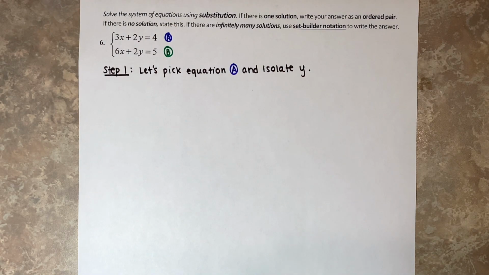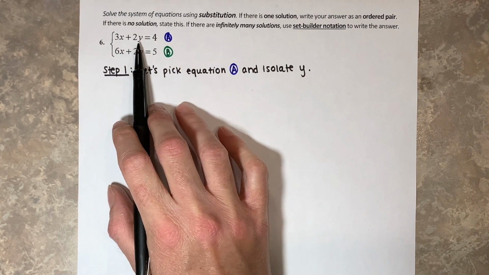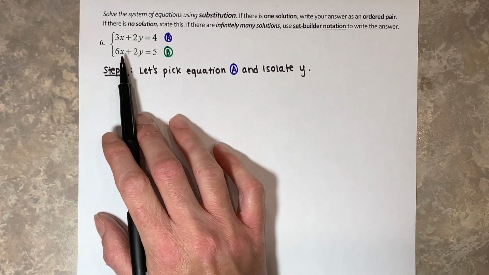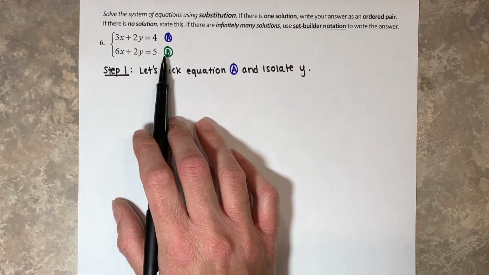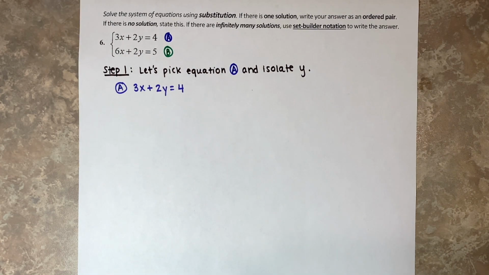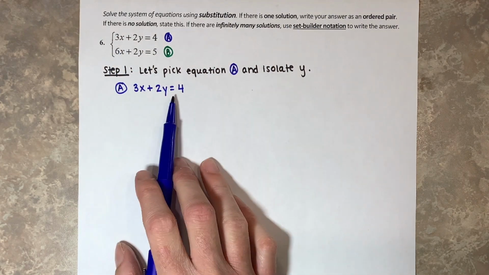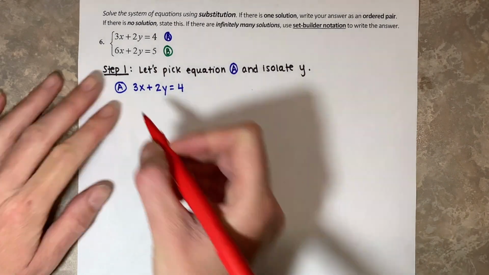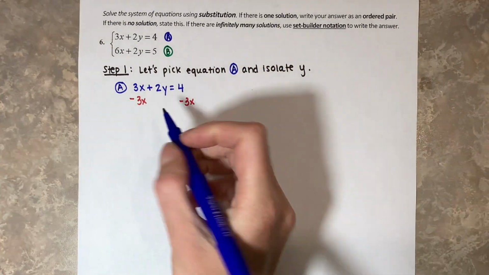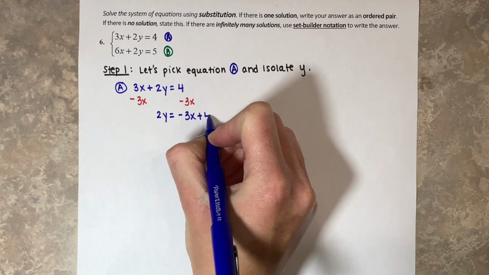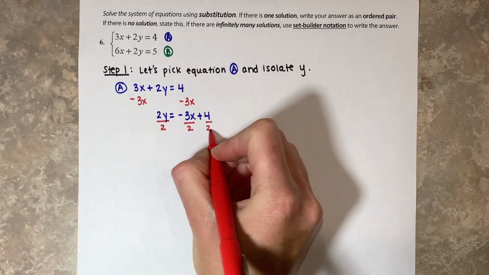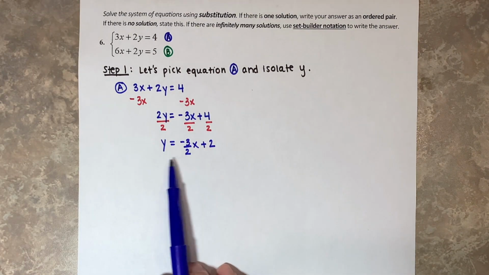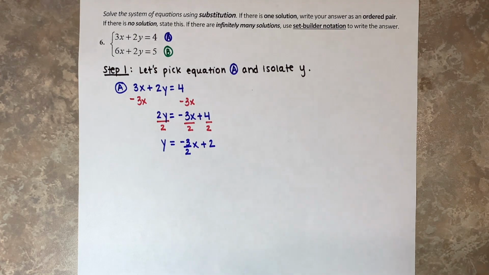So I'm going to randomly decide to pick equation A and to isolate y. But again, if you prefer to isolate x in equation A or either x or y in equation B, all of those approaches will get you to the correct answer in the end. So I've started by copying down equation A, and if we want to isolate y, that means we have to get this y all by itself. So now we've successfully isolated y. Now we can move on to step 2.